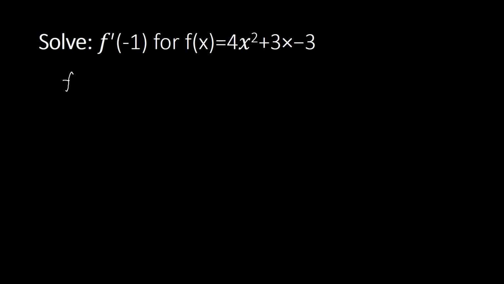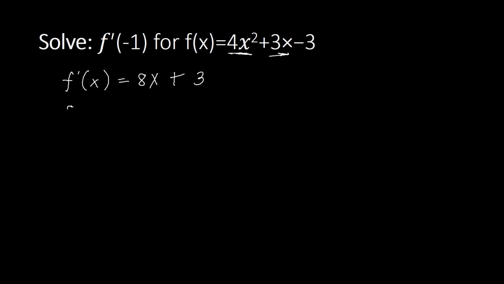So f prime of x will be equal to the derivative of 4x squared, which is 4 times 2. That will be 8, and then copy x. Our exponent on x is 2 minus 1, that will be 1. Plus the derivative of 3x, which is 3.